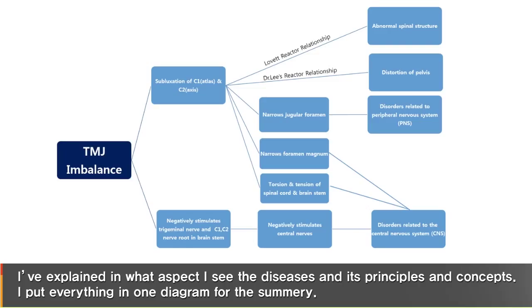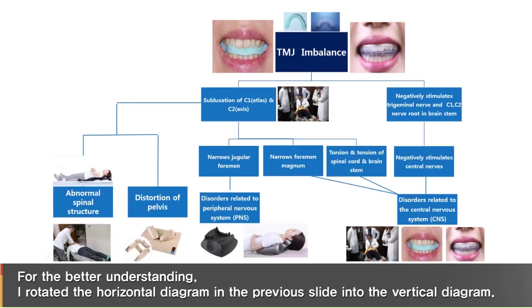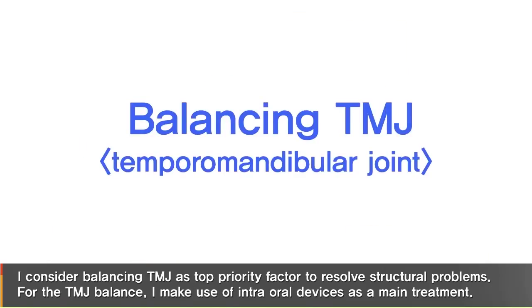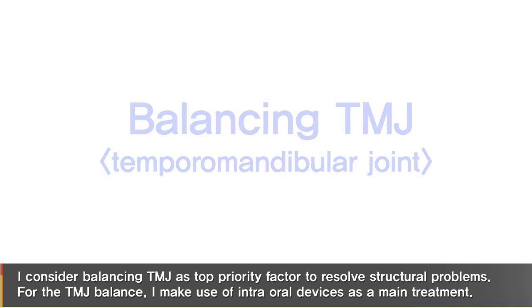I've explained in what aspect I see the disease and its principles and concepts. I put everything in one diagram for the summary. For better understanding, I rotated the horizontal diagram in the previous slide into a vertical diagram. The treatment applied to the higher rank can be the treatment in the lower rank. In the lower rank, more specific therapies are applied. I consider balancing the TMJ the top priority factor to resolve structural problems.